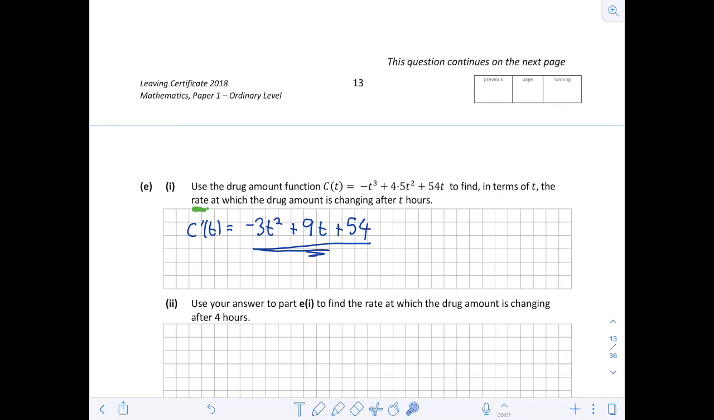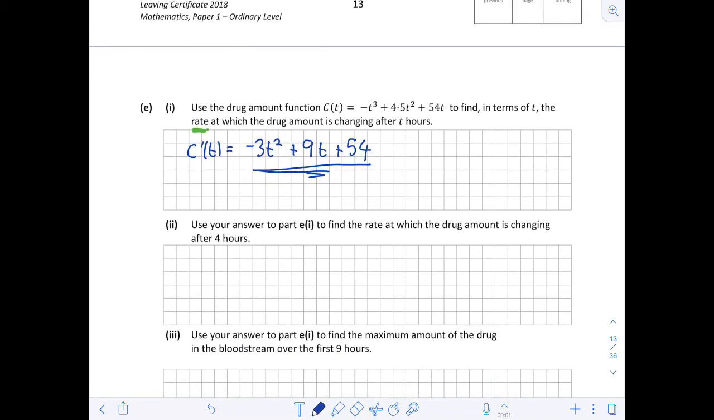So this 3 here, he comes down, and that's what we have, 3 there. And this 2 here, he comes down and multiplies the 4.5, so we end up at 9. And he gets reduced down to a 1. But we would never really bother writing that 1. We could if we wanted to, but it's kind of just a waste of ink.